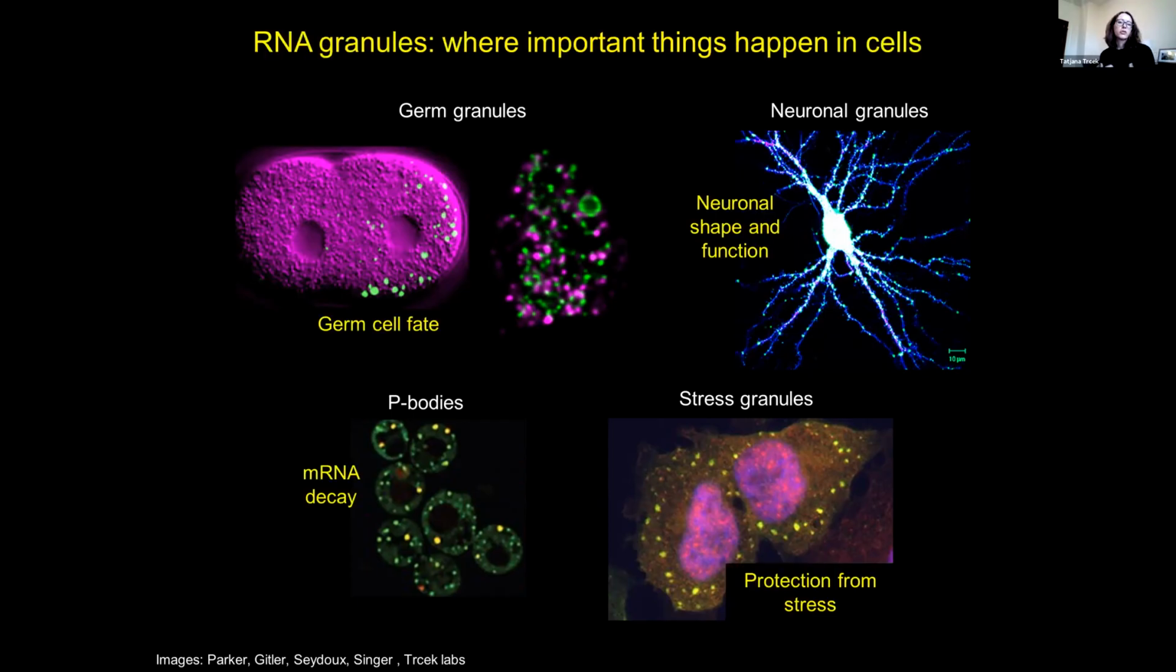For example, the germ granules are thought to regulate mRNAs that enrich in these granules to control the germ cell fate. Neuronal granules are thought to promote neuronal shape and function. Processing bodies are thought to be the sites of mRNA decay, and stress granules are thought to be the sites where mRNAs accumulate during stress and are protected and translationally silenced. Many of these functions, especially in terms of post-transcriptional regulation, what happens to these mRNAs, and how they arrive at these granules are still largely unknown, though much work has recently been focused on addressing some of these problems.